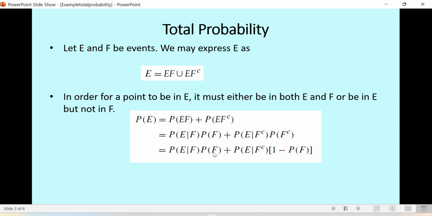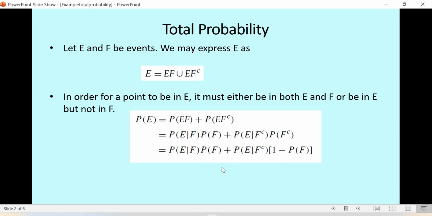So here is something very interesting. The probability of E can be obtained from the information of another event F and the conditional probability of E given F or given not F, right? So this is called the total probability formula. And this is the case of only two events for F, so only F occurs and F does not occur.